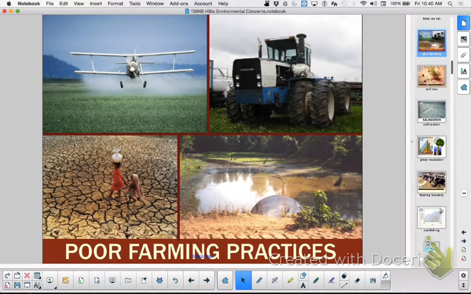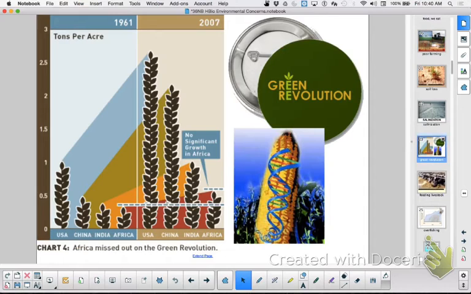Next, we talked about that there was a green revolution here in the 60s. And this green revolution in the 60s was high yield. And so the crops got bigger and better. But what was the problem with this high yield crop? What did we have to do to get that high yield?